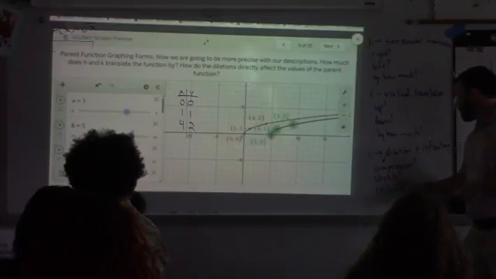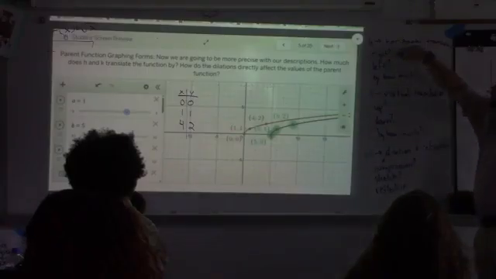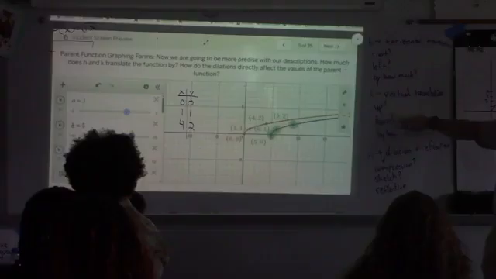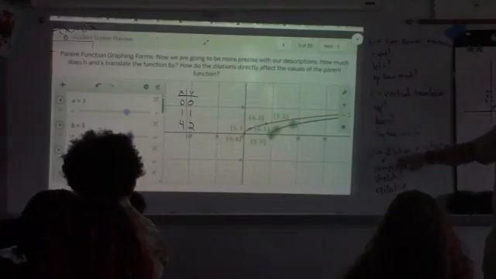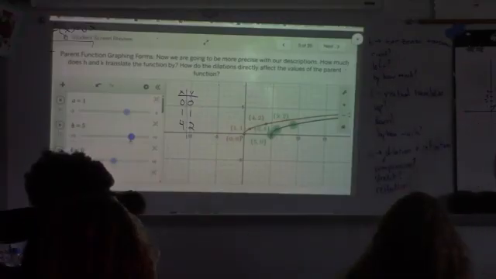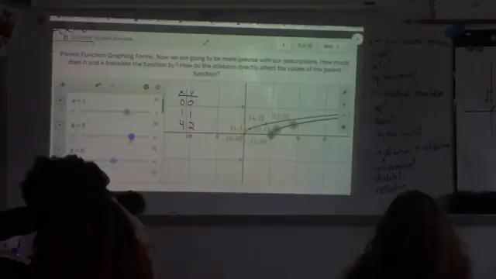So you need to think through what H value translates it to the right, what translates it to the left, by how much? What values of K translate up and down, and by how much? What values of A compress or stretch or reflect? So what are the values of H, K, and A that create these transformations?